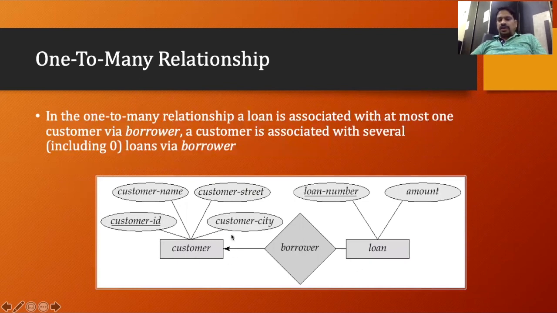So if we talk about this particular diagram, here we have a one to many relation, right? It is written one, this is a one to many relationship. So how can we say that it is a one to many relationship? A loan is associated with at most one customer via borrower. So there are multiple loans, right? But only one customer is borrowing that particular loan. So we have a one to many relationship.